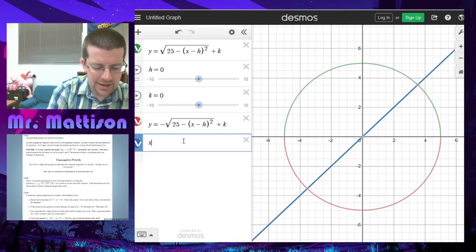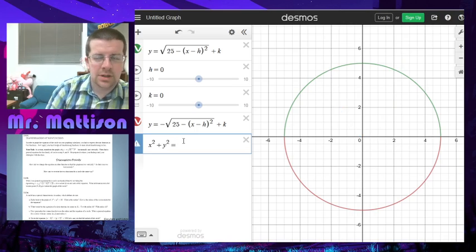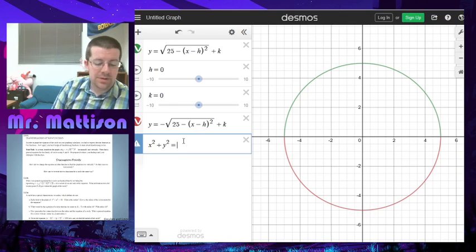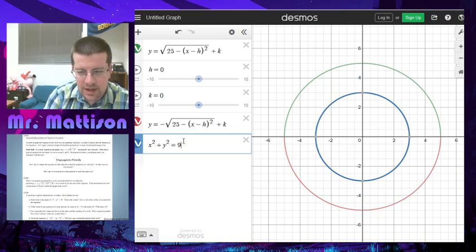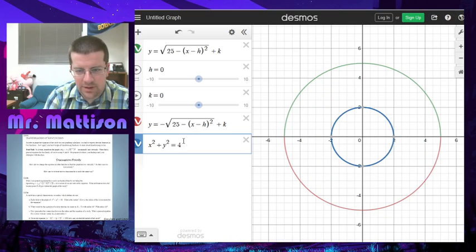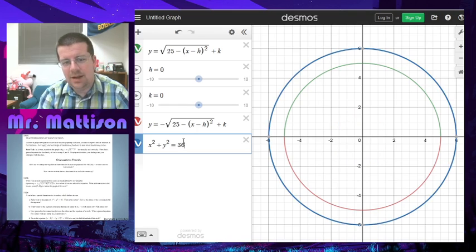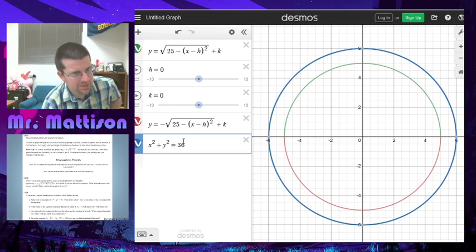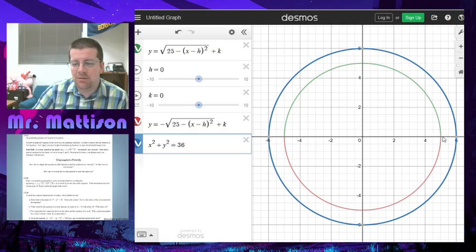Well, what if I just change that to x to the second plus y to the second equals, how about 16? How about 9? How about 4? How about 1? How about 36? Okay, hopefully you're seeing that pattern. I picked out some very precise numbers that are special for a reason there, right? What you should notice is that the radius of my circle is the square root of whatever value I have here, right?